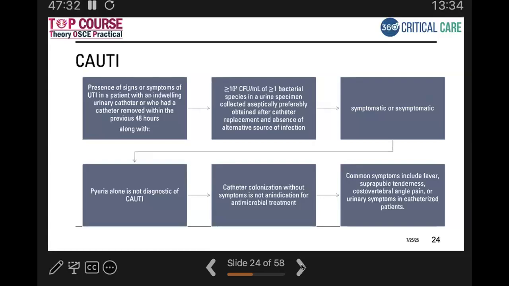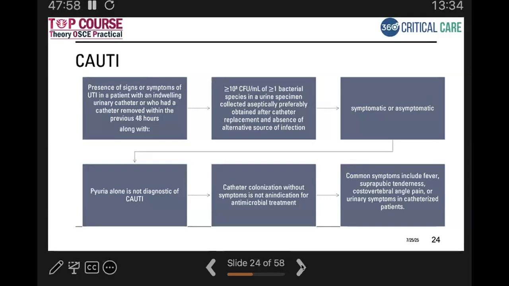So when a patient is having signs and symptoms of UTI in the presence of an indwelling urinary catheter, or who had a catheter removed within the previous 48 hours, so the catheter must be there at least for 48 hours, or it must be just recently removed within the 48 hours, then it is called catheter associated urinary tract infection. So how are we going to confirm?